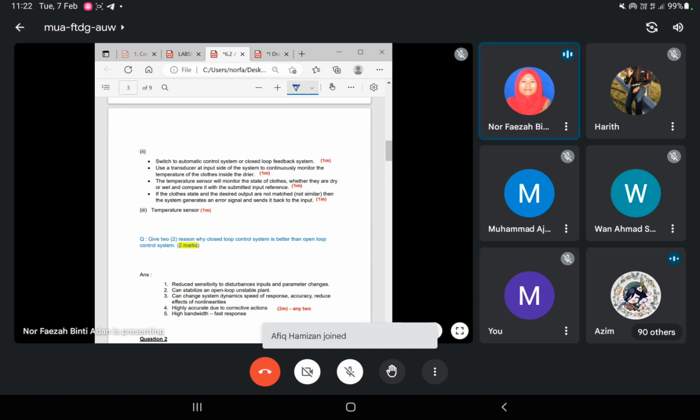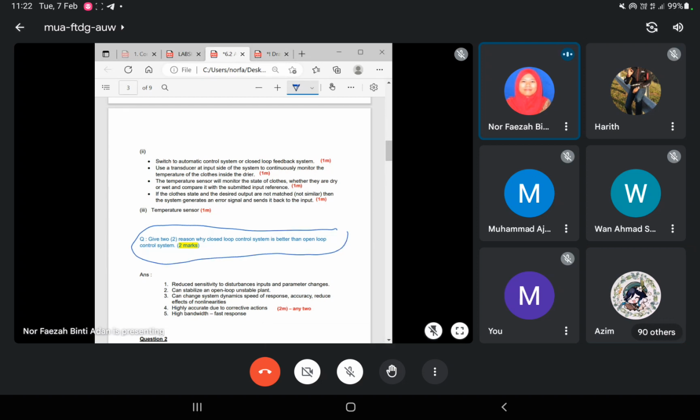So apa kelebihan feedback system? Macam soalan ni. Give 2 reasons why closed loop system is better than open loop control system. So it means that you have to elaborate on the advantages of closed loop control system.